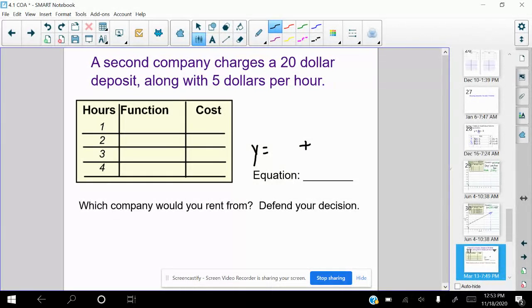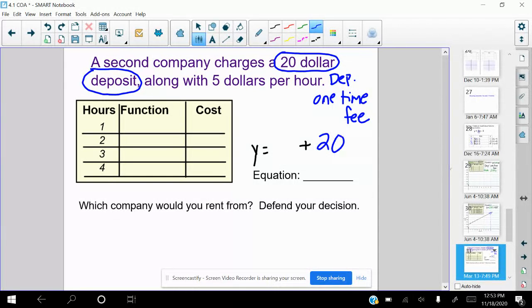Well, if we read through it, it says a second company charges a $20 deposit. So I know this $20 deposit is a one-time fee. So it's only going to happen once. So I don't have a variable there because it's only happening once. So this is going to be my deposit, which again is a one-time fee. So I can fill that in my equation.